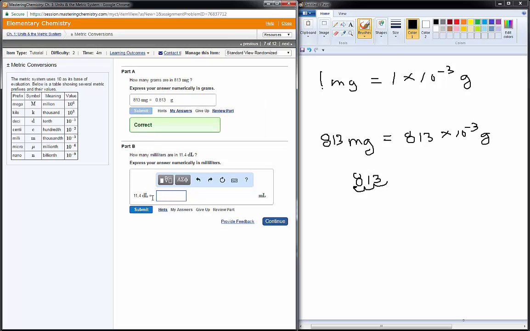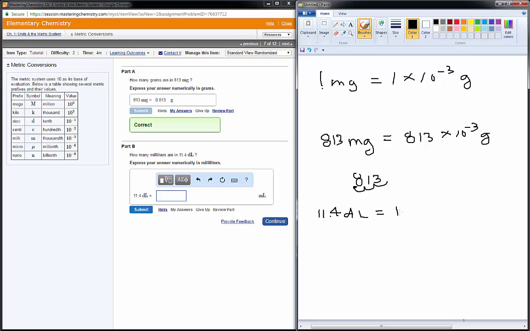Here going from deciliters to milliliters, I think it's easiest to actually just go through liters. So I'm going to say 11.4 deciliters is equal to 11.4, deci means 10 to the negative 1, times 10 to the negative 1 liters. So that is 1.14 liters.